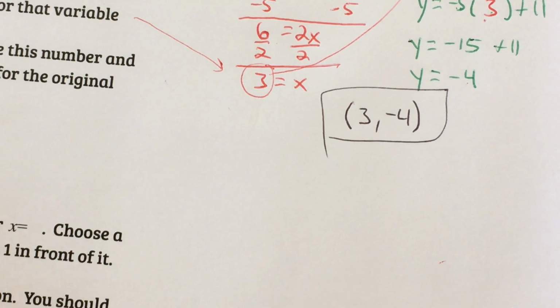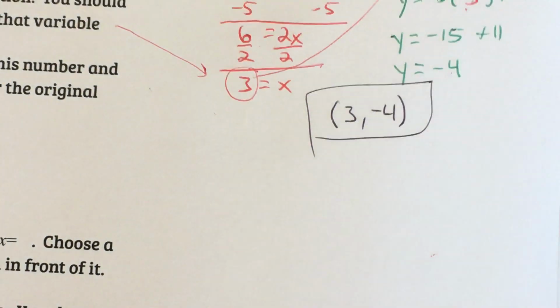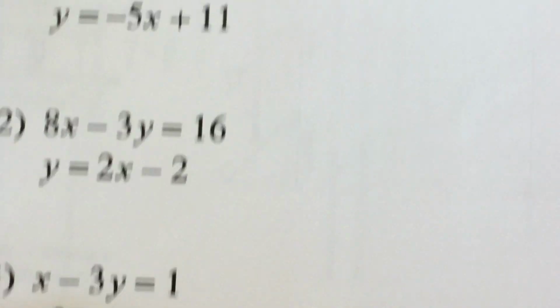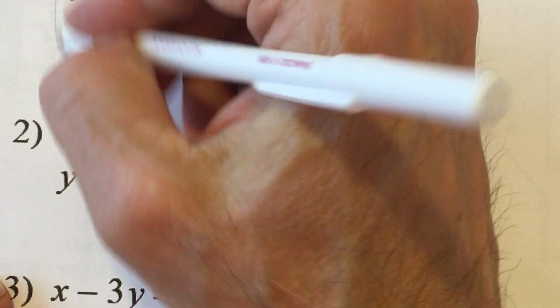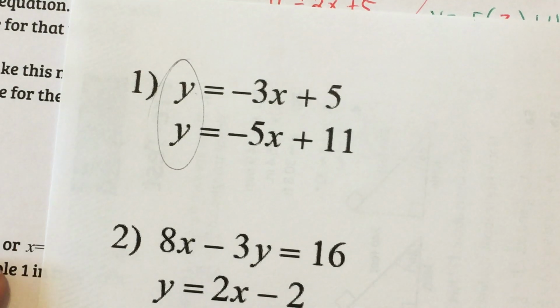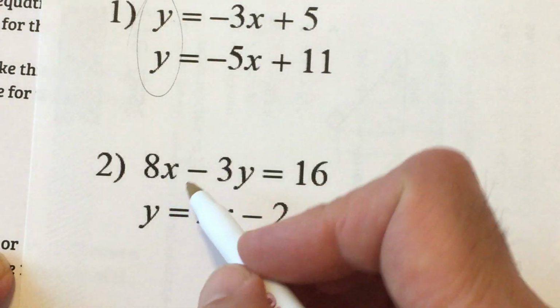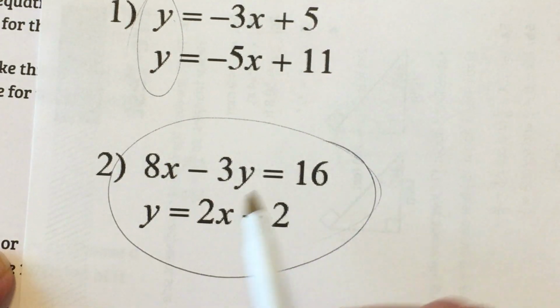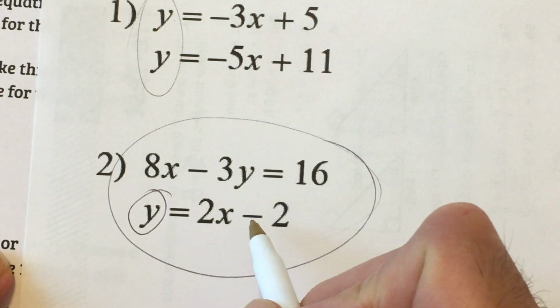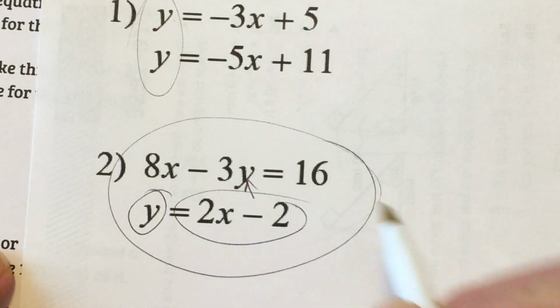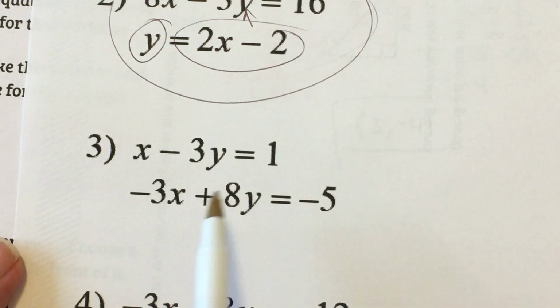Okay, we did it once. I want to do it again. But this time I want to choose a different type of equation. See here I had y equals and y equals. That was easy. Here, if I'm going to do these two, the only one that has y alone is right there. So I can put this stuff into there. I'm not going to do that one. I'm going to choose a little bit more difficult one. I'm going to choose this one.